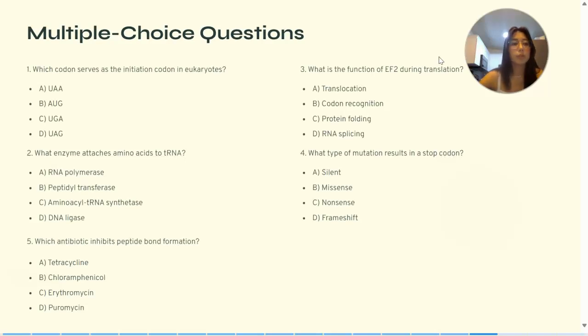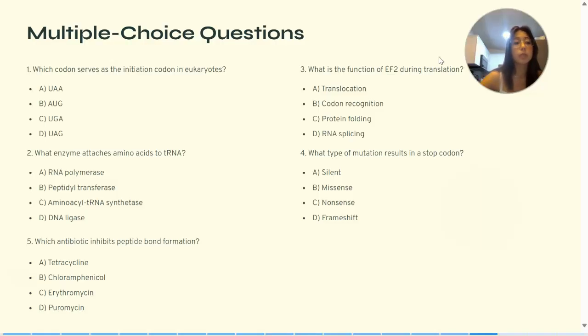These are some multiple choice questions. Each question tests an understanding of a key concept, from the role of codons and translation factors to the impact of antibiotics. These questions reinforce the core content discussed in this presentation. We'll go over this pretty quickly.